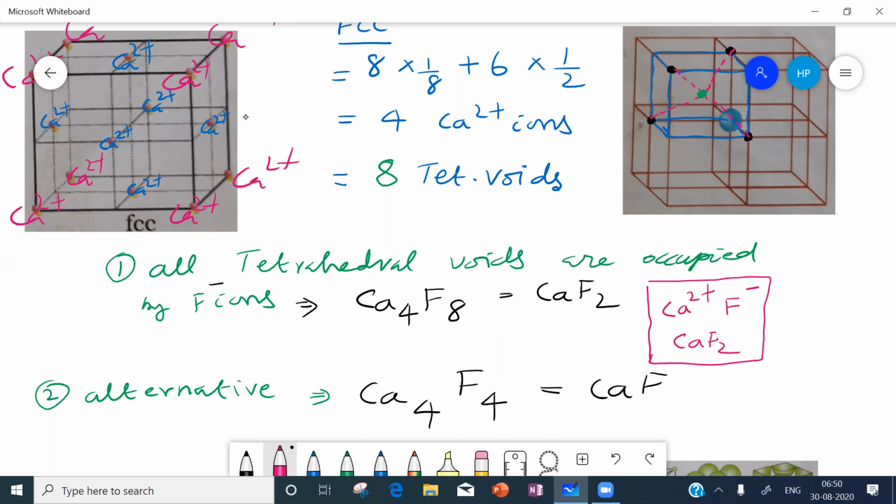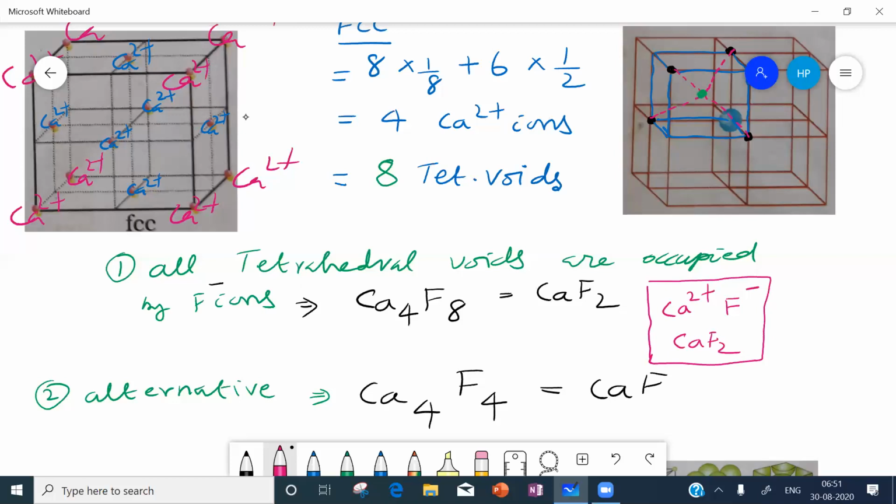Now FCC, if you take the FCC unit cell, in this FCC unit cell, how many corners are there? Means 8 corners are there. Corner gives what share? Means 1/8 share. Then how many face centers are there? Means 6 face centers are there. Face center gives 1/2 share.